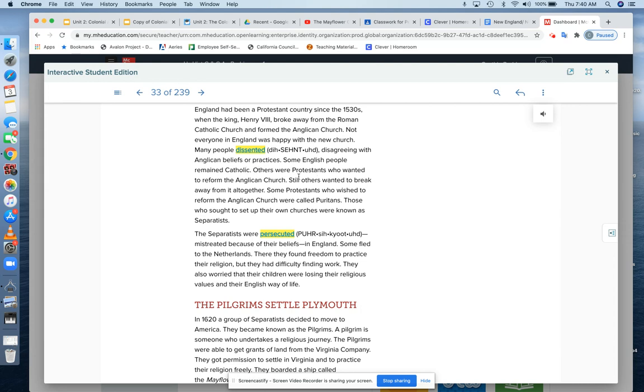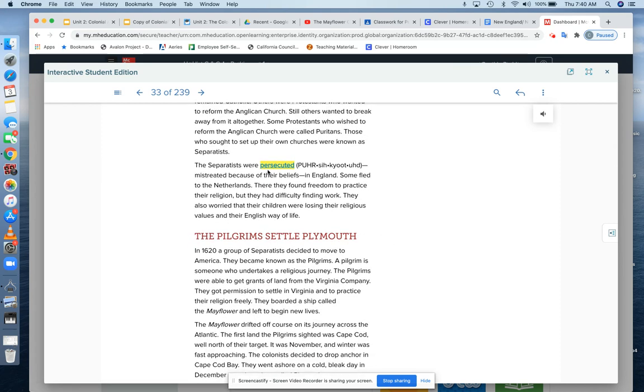Others were Protestants who wanted to reform the Anglican Church. Still others wanted to break away from it altogether. Some Protestants who wished to reform or purify the Anglican Church were called Puritans. Those who sought to set up their own churches were known as separatists. These separatists were persecuted or mistreated because of their beliefs back in England. Some fled to the Netherlands. There they found freedom to practice their religion, but they had difficulty finding work. They also worried that their children were losing their religious values and their English way of life.